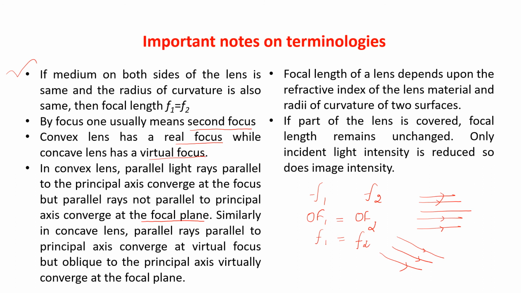Similarly, in a concave lens, parallel rays parallel to the principal axis virtually converge at the virtual focus, but rays oblique to the principal axis virtually converge at the focal plane. Okay. Next, the focal length of a lens depends upon the refractive index of the lens material and the radii of curvature of the two surfaces. If part of the lens is covered, the focal length remains unchanged. Only the incident light intensity is reduced, and so is the image intensity. Okay.